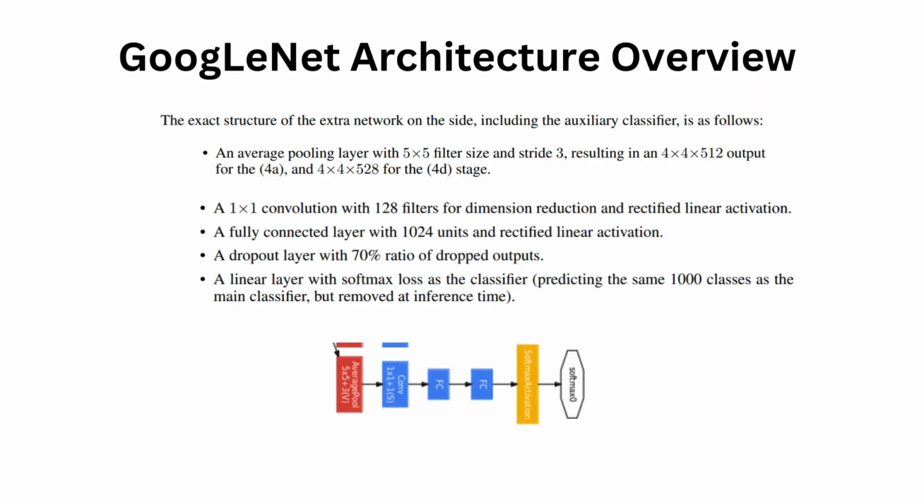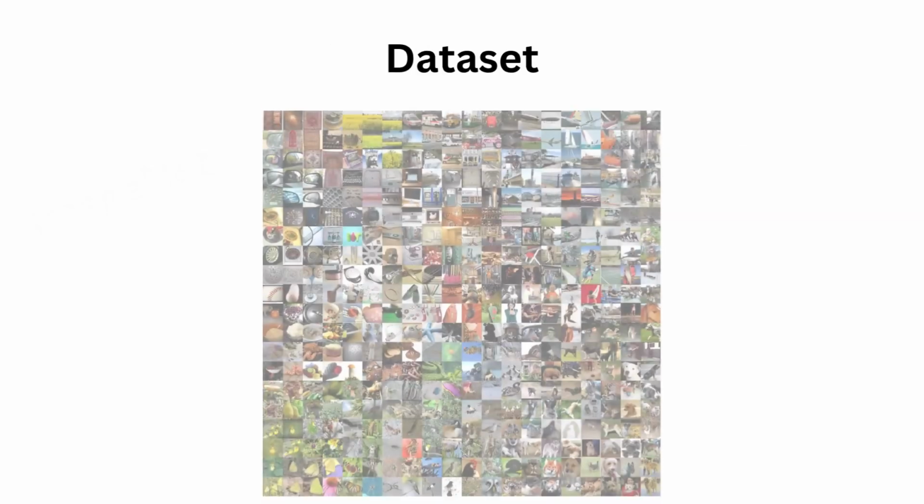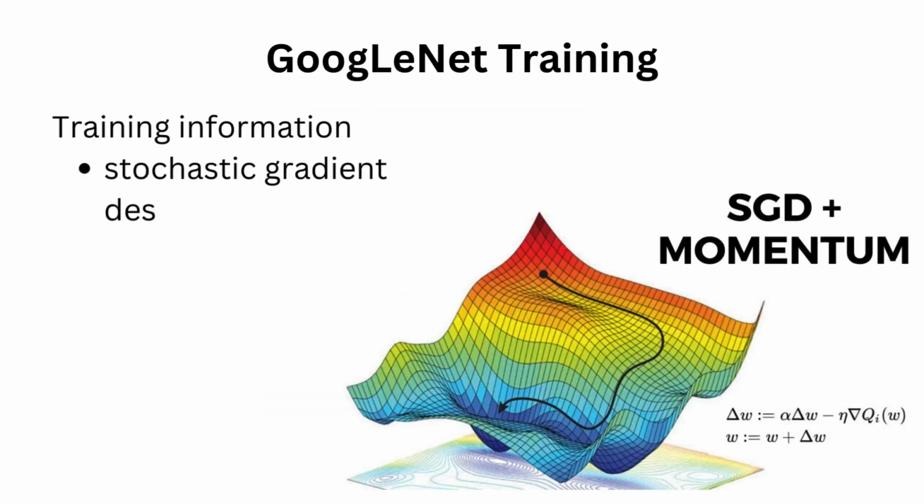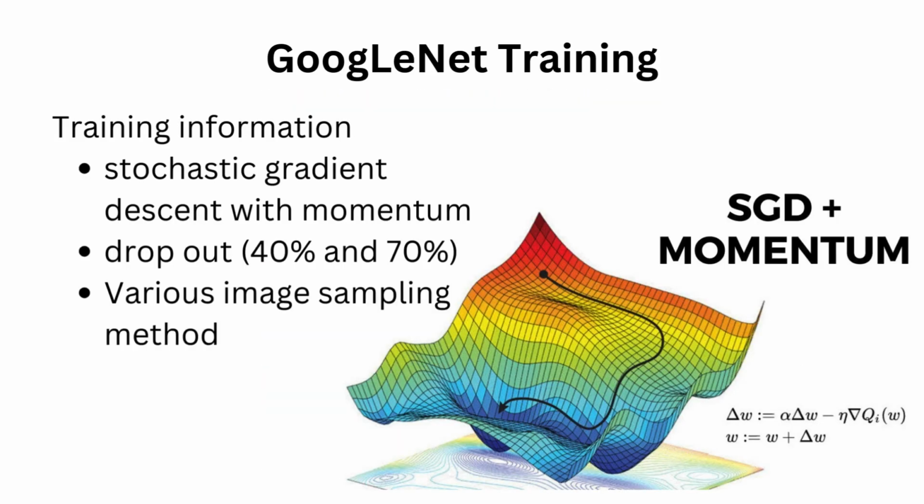Also, in terms of structure for the auxiliary branch, we have the following: average pooling at the start, 1x1 convolution to reduce dimensionality, fully connected with dropout, and another fully connected for prediction. The main dataset used for GoogLeNet was ImageNet, which is a 1000 class dataset used for image recognition problems. The training procedure for GoogLeNet was straightforward. It was stochastic gradient descent with momentum, dropout at 40% for the main branch, 70% for the other branch, and they experimented with various image sampling methodologies to boost performance even more.